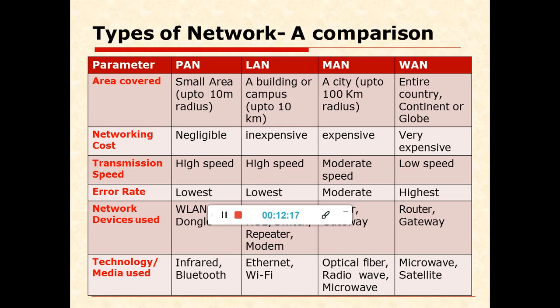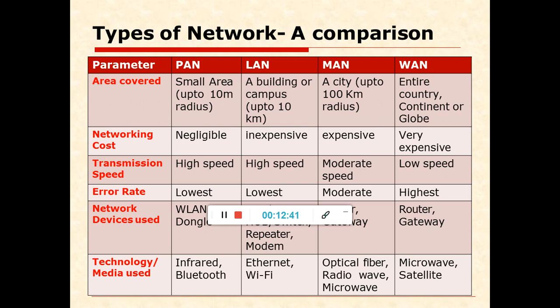Coming to LAN, its coverage area is up to 10 kilometers within a building or campus. And next one is MAN. Its coverage area is up to a 100 kilometer radius within the city. WAN is used within a country, continent, or the globe. Okay, and next one is networking cost.